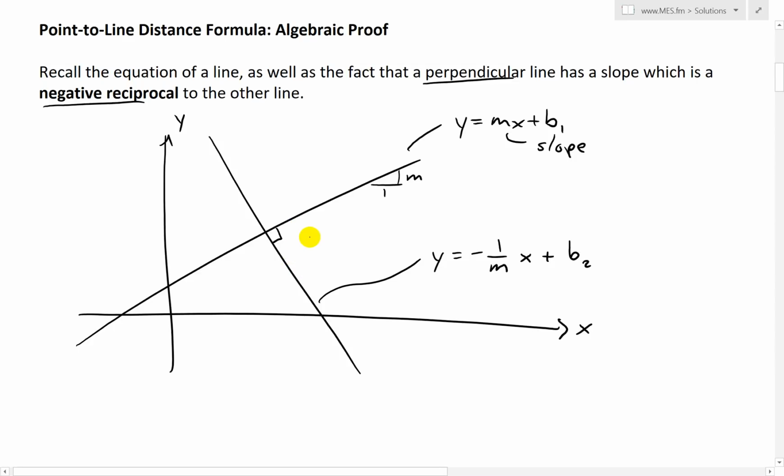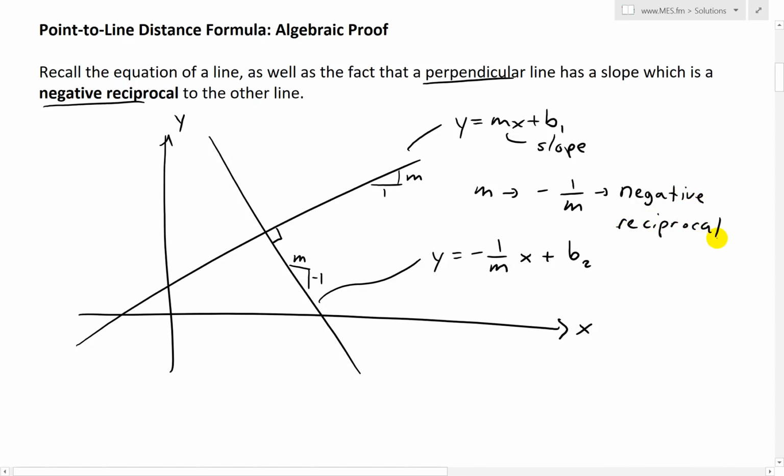This is going to be rise is 1, run is negative m. So 1 over negative m, or to make it look more visual, because the line's going down like this, we just put a negative 1 over m. And again, if we have m, it flips, it becomes negative 1 over m, and this is the negative reciprocal.